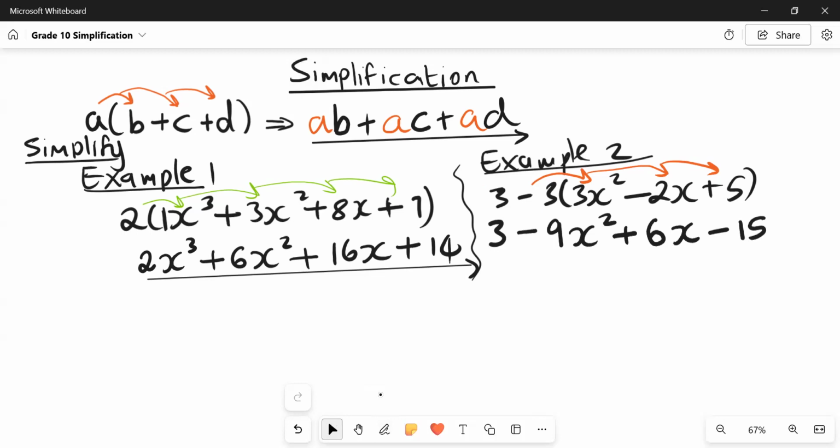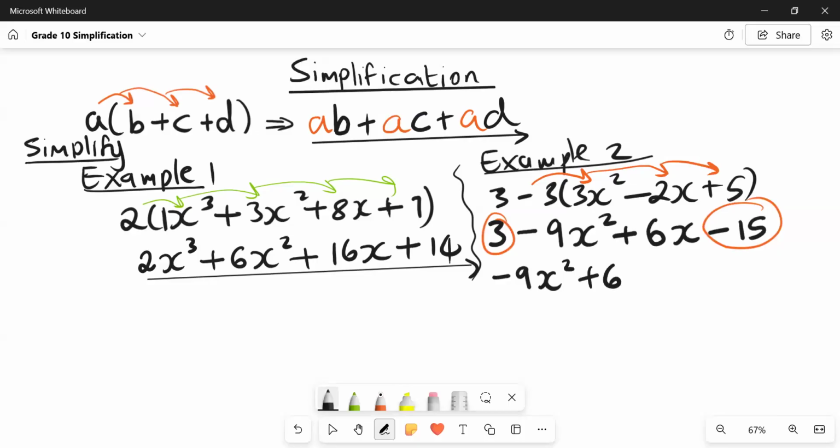Now, after getting to this step, you have to take care of the like terms. So 3 and negative 15 don't have any variables, meaning they don't have any alphabets. Hence, we consider them as our like terms. But now let's write this in standard form. We start with the highest exponent, which is minus 9x squared plus 6x, and then 3 minus 15, that's minus 12. Then this is your final answer.